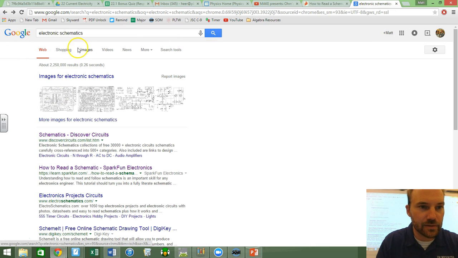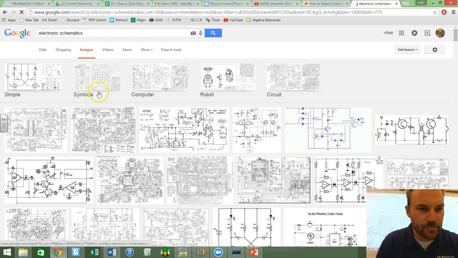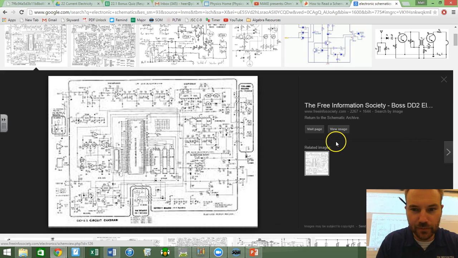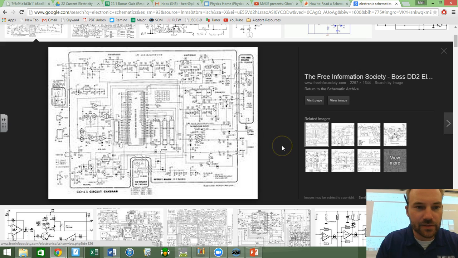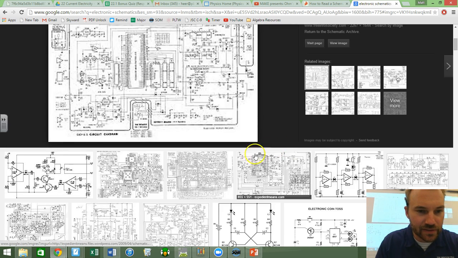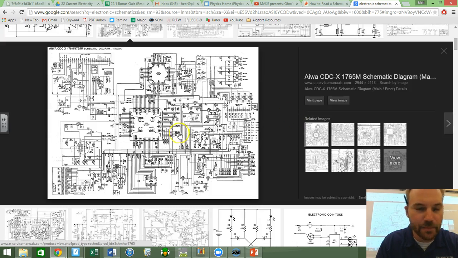Let's go back here. Oh yeah. This looks like it's got lots of components. I think I clicked on this one already, yeah. This looks like some sort of amplifier, like stereo right here. They get really complicated.